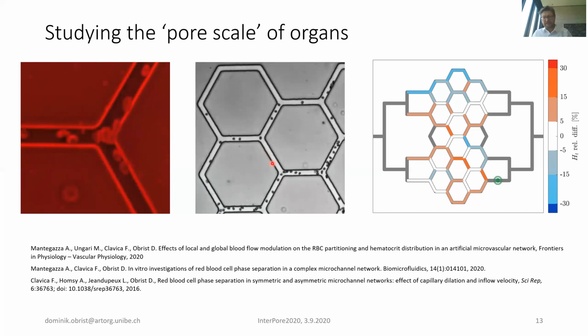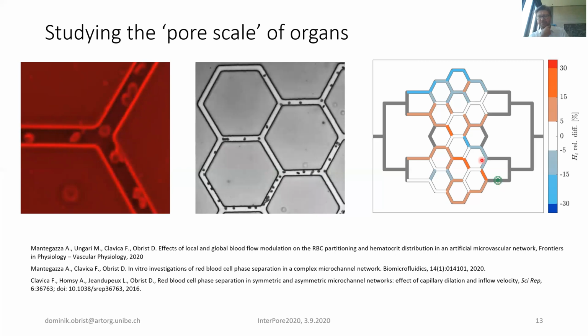And you can get yet another level higher. This is also an experiment. I just couldn't find a movie of it. This is again a complex hexagonal network, but we added an active structure to it. Here, this green circle indicates a location where we can actively dilate this local channel. And by dilating this channel, we modify the flow in this whole network.